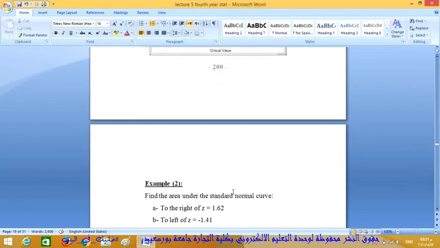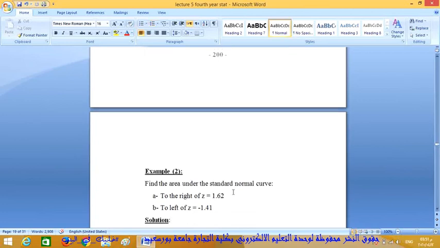Okay, another example. Find the area under the standard normal distribution, or the standard normal curve. Number A, to the right of z equal 1.62. So more than this point, or greater than this point. The area greater than this point. Number B, to the left of z equal minus 1.41. So the area to the left of z, on the left side.